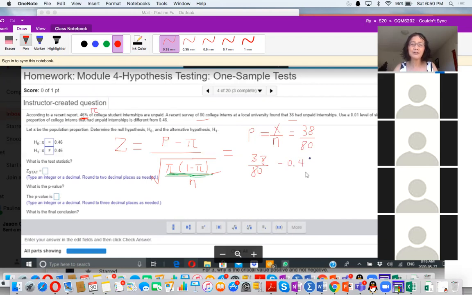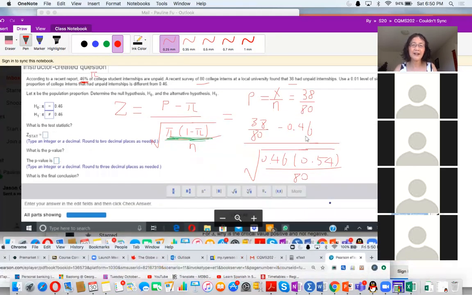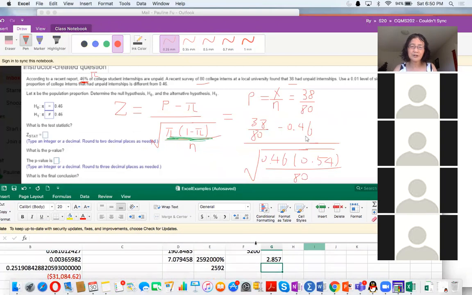So you have p as 38 over 80, and pi 46% is the same as 0.46, divided by the square root of 0.46 multiplied by 1 minus pi, which means 0.54, and divided by sample size 80. So this is your test statistic for Z. And once you get this, I'm going to use Excel to quickly get that number.